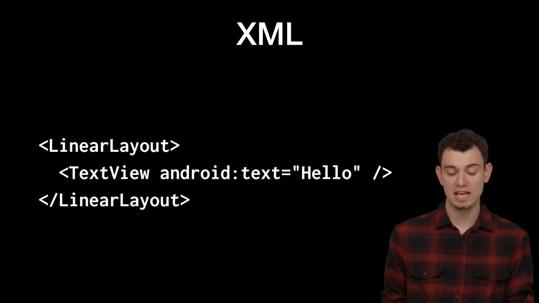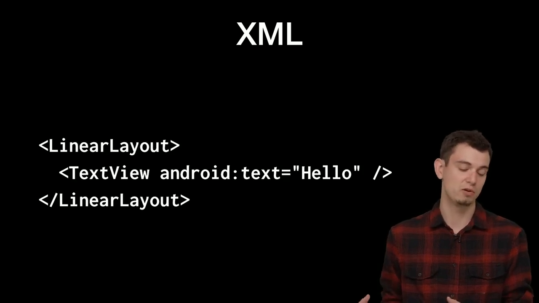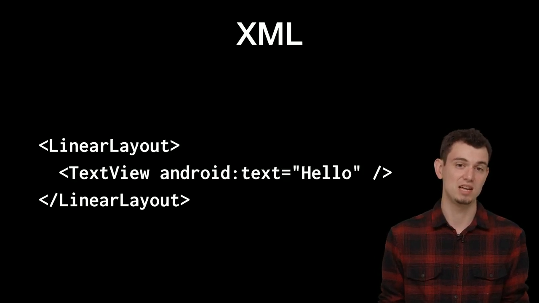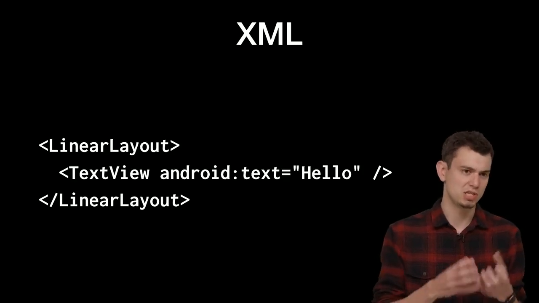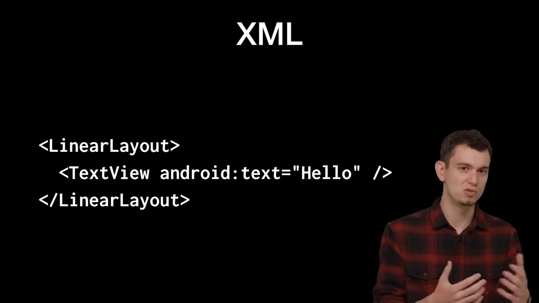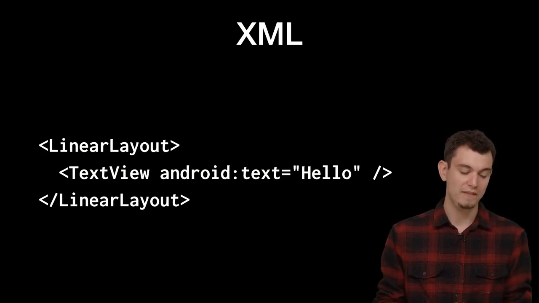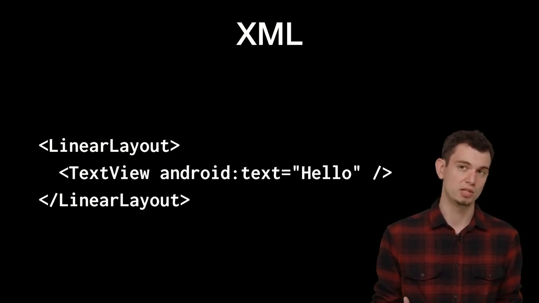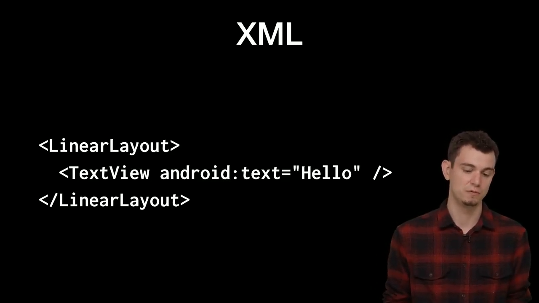Now you'll notice that at the end of this text view tag, I have this slash followed by the greater than. And that basically says this tag doesn't have anything inside of it. There's no children for this tag. And that makes sense because a text view is just sort of one view. It doesn't really make sense to put other views inside of this text view if we're just displaying a simple string. And then lastly, we're closing this linear layout tag. So we're saying there's nothing else inside of our layout other than this one text view.